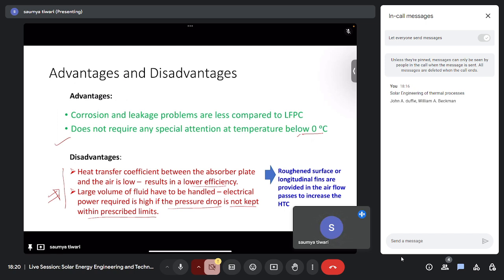But the disadvantage is that since we are using air, the heat transfer coefficient is very low, so the efficiency of this solar air heater is very low. Also, we have to use a large volume of fluid to get the desired useful heat gain. So an additional thing we can incorporate in the design is to roughen the surface or use fins to increase the heat transfer.